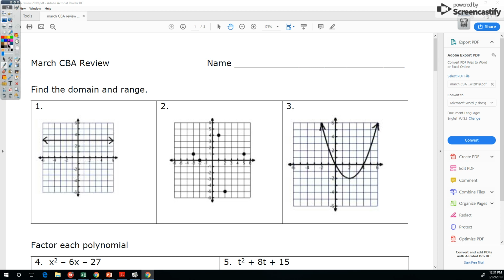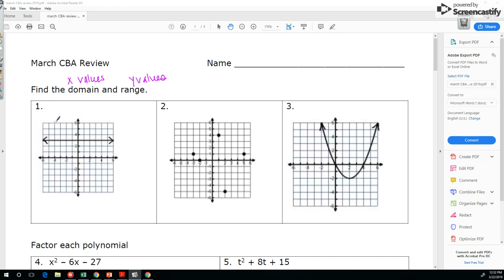In numbers 1, 2, and 3, they ask us to find the domain and range. But as we can see from these three problems, they are all very different. One is a horizontal line. So we can look at our domain and range as our x values for domain and our y values for range.